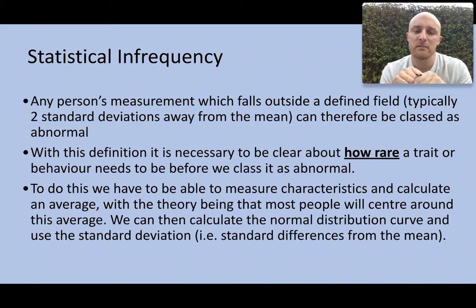Now, to do this, we have to be able to measure characteristics and calculate an average. A really important part of this, and I definitely write this sentence down, is that for you to be able to determine if something is statistically rare, you have to have up-to-date characteristics and statistics. Let me give an example.